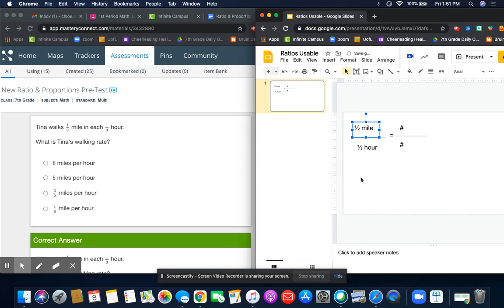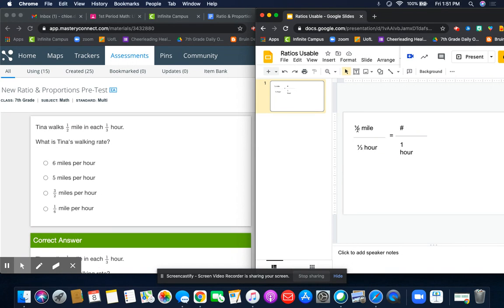I'm going to set that up as a ratio. We know ratios can be fractions. I know it gets a little bit confusing when there's fractions in a fraction, but just bear with me for this. So what is Tina's walking rate? And all of these are per hour. So I want to know what she is doing per 1 hour. So we're looking for the unit rate per hour.